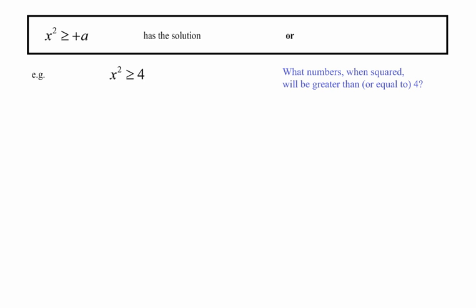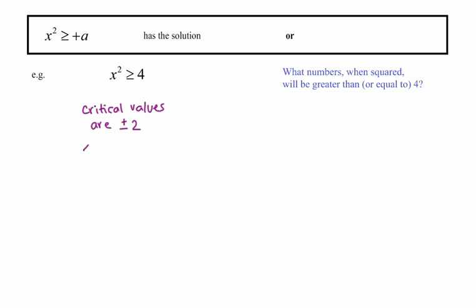So let's try and reason through this example. If we had x squared greater than 4, what are the critical values here? What numbers when squared will be greater than or equal to 4? Let's start with what would equal 4. What values of x will equal 4? Those are what we call critical values, or endpoints. If we square root both sides, the critical values in this case are positive and negative 2.